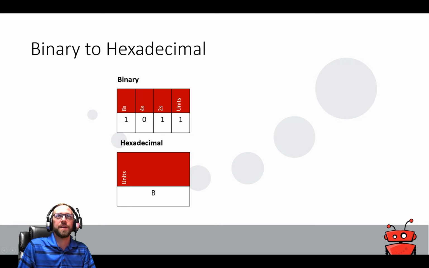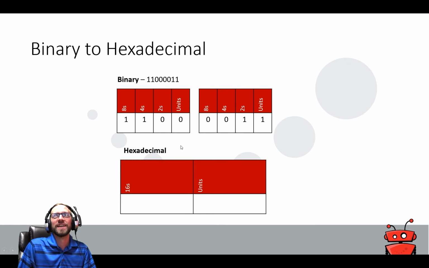So let's look at a slightly larger value. Let's do a byte of binary. We'll do the number 11000011. Now I've broken this into 4-digit sections just to make it a little bit easier, because we know every 4 digits in binary is going to be 1 digit in hexadecimal. So we know that this 8-digit binary number is going to be a 2-digit hexadecimal number.